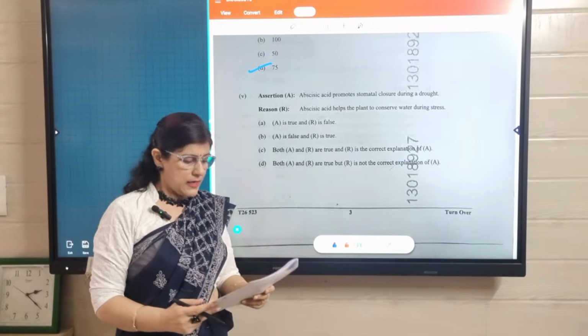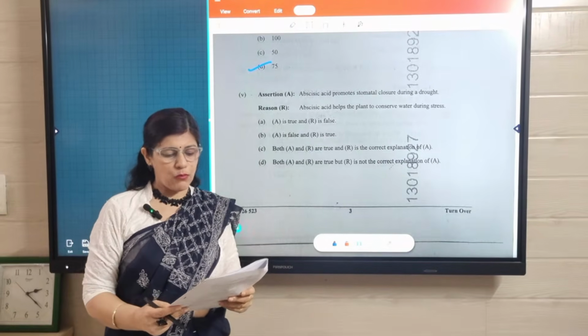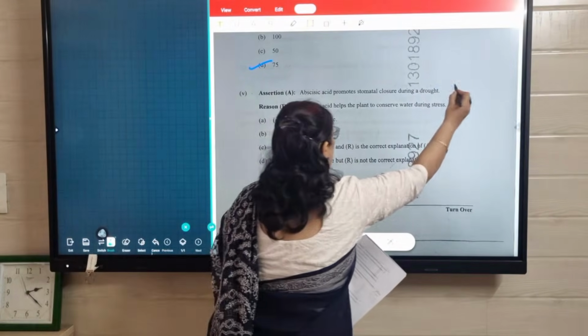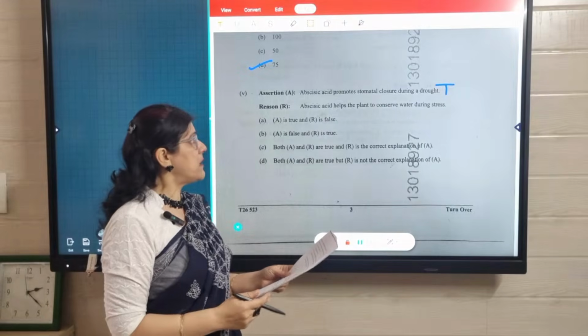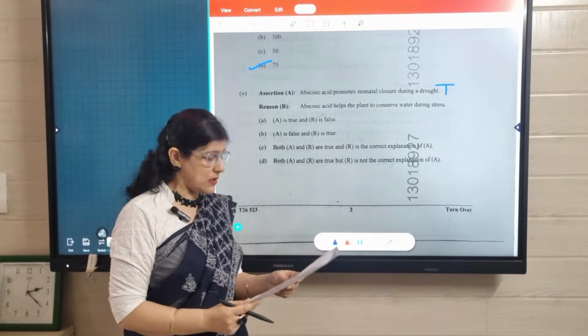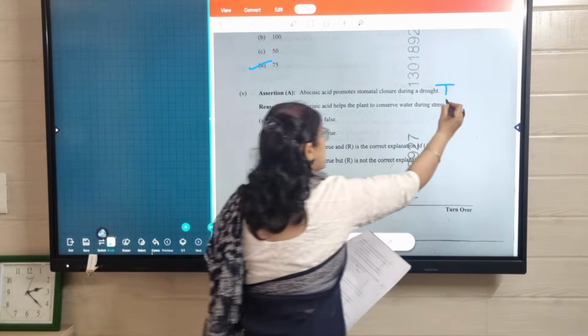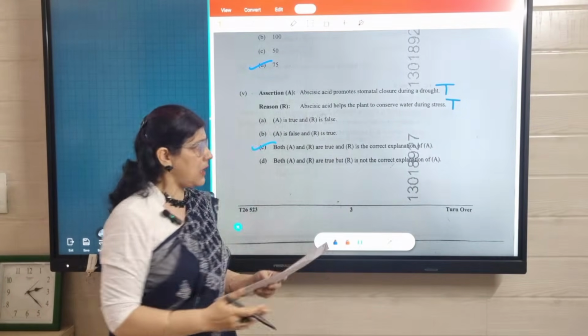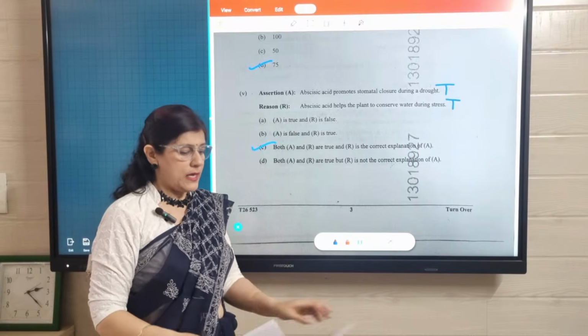In the fifth part, assertion A: abscisic acid promotes stomatal closure during a drought, which is very true. Next, abscisic acid helps the plant to conserve water during stress, which is why it is called a stress hormone. This is again true. It means both assertion and reason are true, and the reason is the correct explanation of the assertion.